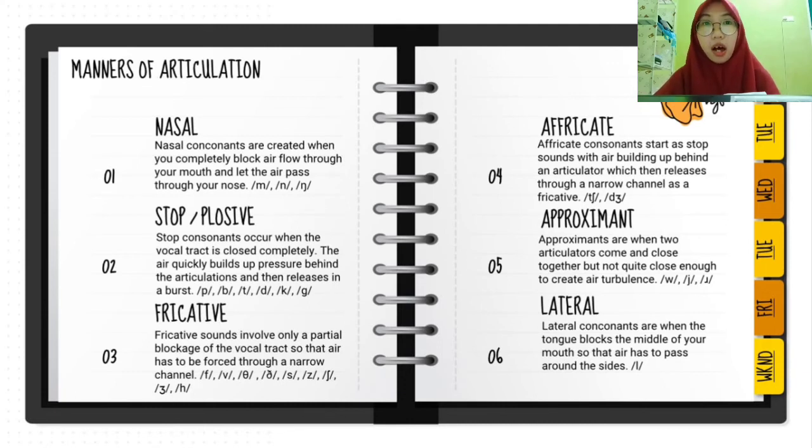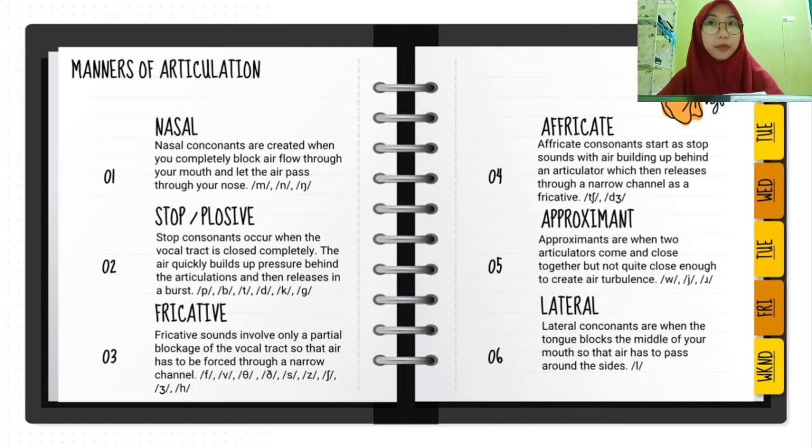Happy, hope. Actually, is not a fricative. It's technically not even a real consonant sound since there's no constriction or obstruction of airflow. The next is affricate.